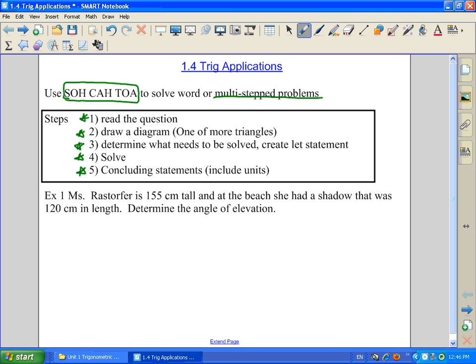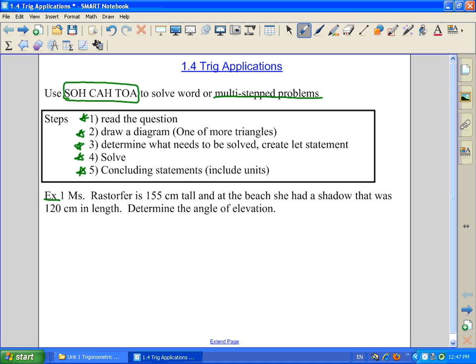So let's take a look at example 1 here. Mrs. R is 155 centimeters tall, and she's at the beach, and she has a shadow that is 120 centimeters in length. Determine the angle of elevation, or you could say the angle of the sun, which is fine, towards the sun. And just remember, if they don't include rounding, just round to 1 decimal place.